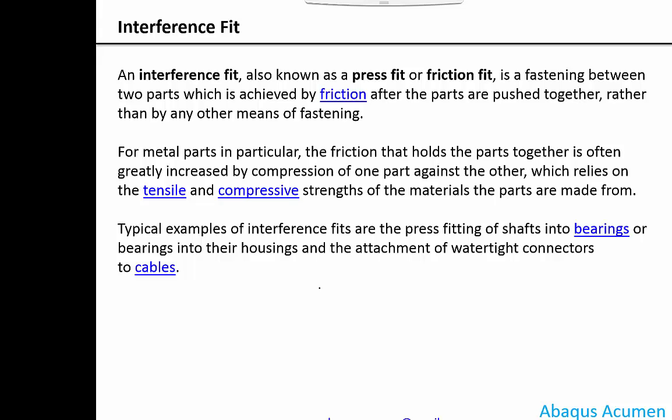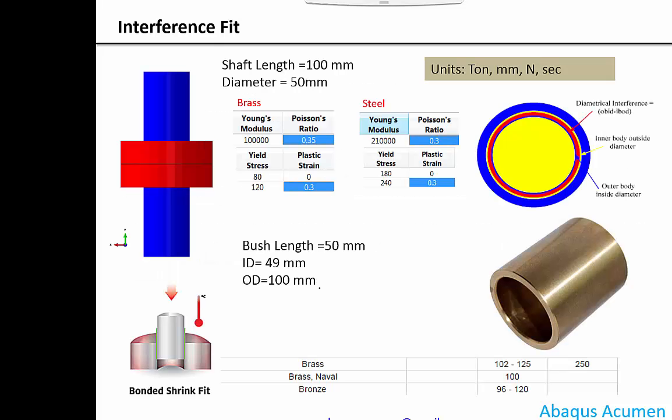Typical examples of interference fits are the shaft of bearing houses, and then you have cable connectors. There are so many in today's mechanical world, and it's an old fastening method.